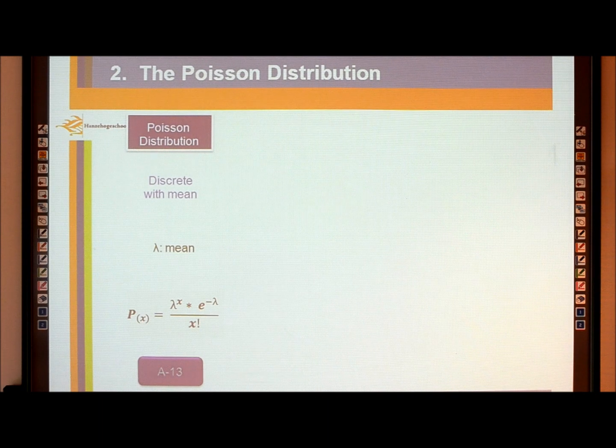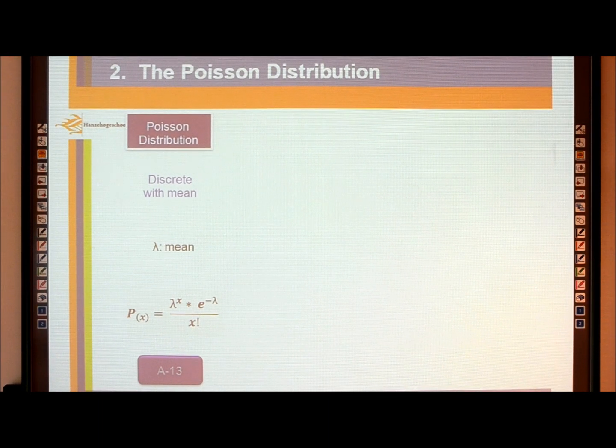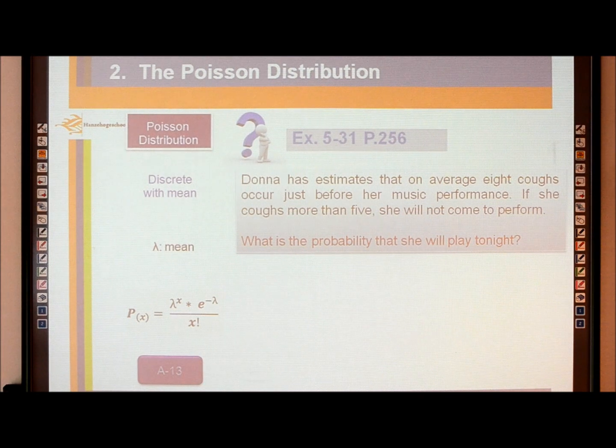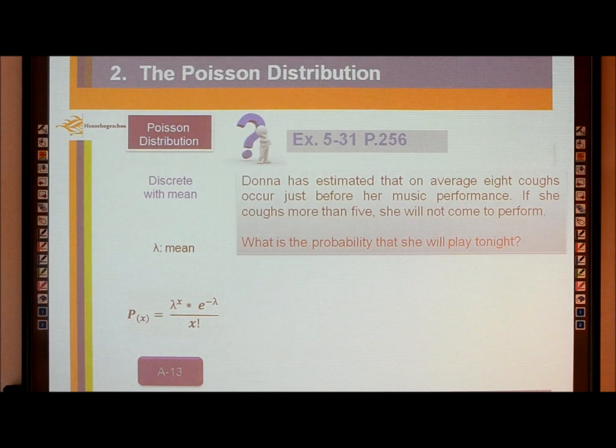After the binomial distribution, now let's go on looking at Poisson distribution. Poisson distribution is when it is discrete data, but you only know the mean, lambda. Let's look at question 531 on page 256. Donna has estimated that on average 8 coughs occur just before her music performance. If she coughs more than 5 times, she will not come to perform. What is the probability that she will play tonight?